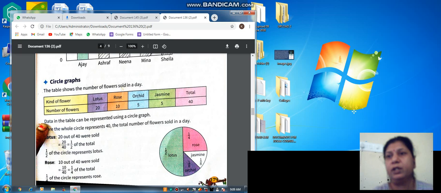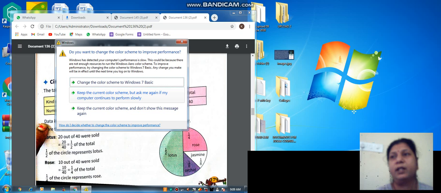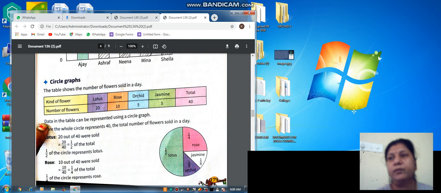Suppose lotus is 20. So 20 upon 40. We have to simplify, that means we have to divide by 20, so it gives 1 upon 2 of the total. So this is how the lotus is represented. In such a manner you have to represent each data on the circle.